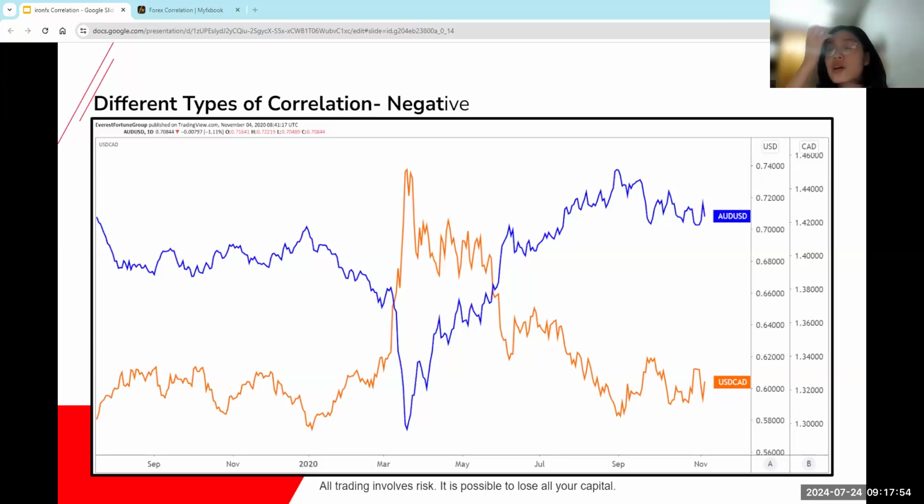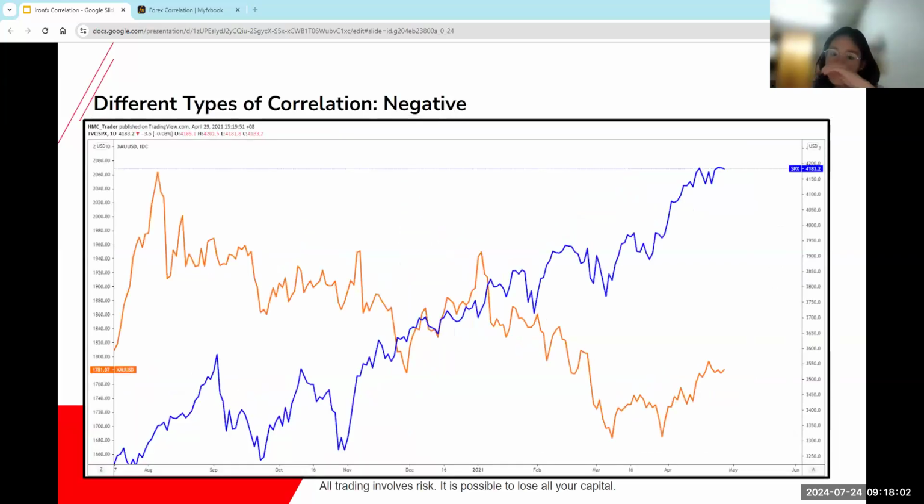Okay, so this is kind of a good way to manage your risk as well. Okay, another example here we have SPX and our gold. So SPX and gold also tend to be negatively correlated.